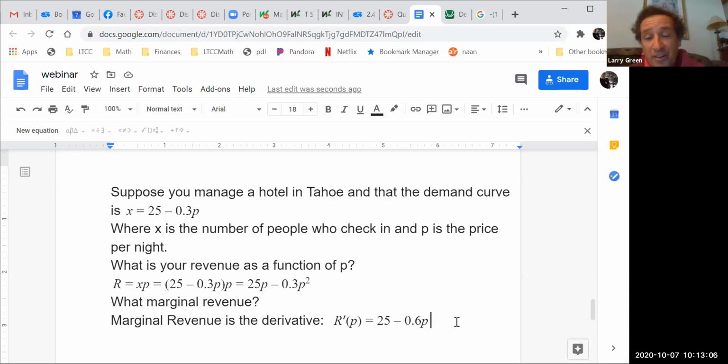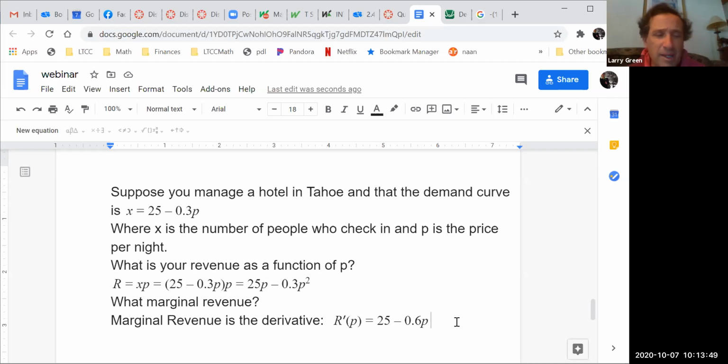Notice that your marginal revenue is going to be positive until when? When is it not going to be positive anymore? When 0.6p equals 250, or when the price is 250 over 0.6. That might be what you want to charge. That would be a good price to charge in your hotel because then you have the best revenue, if that's what you care about. Any questions at all on this idea?